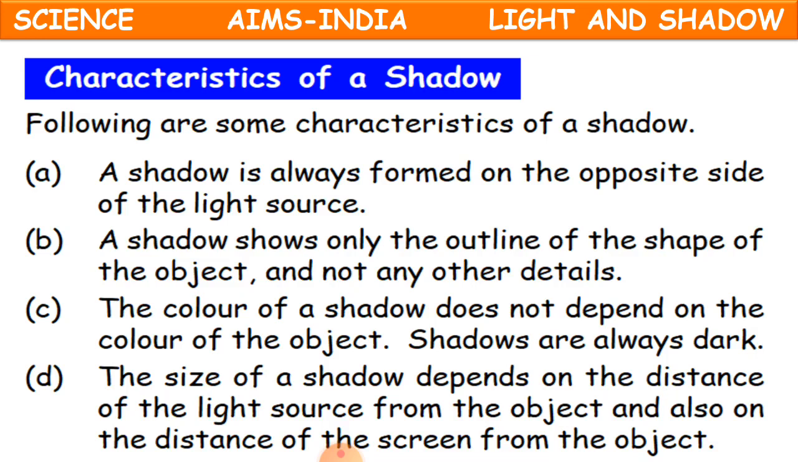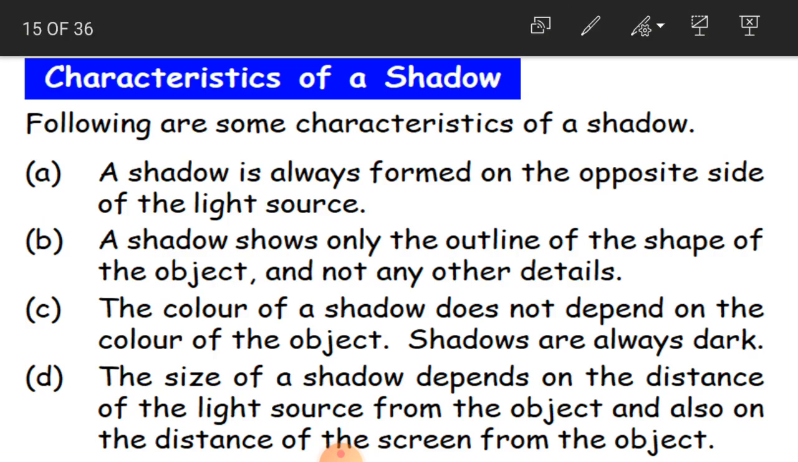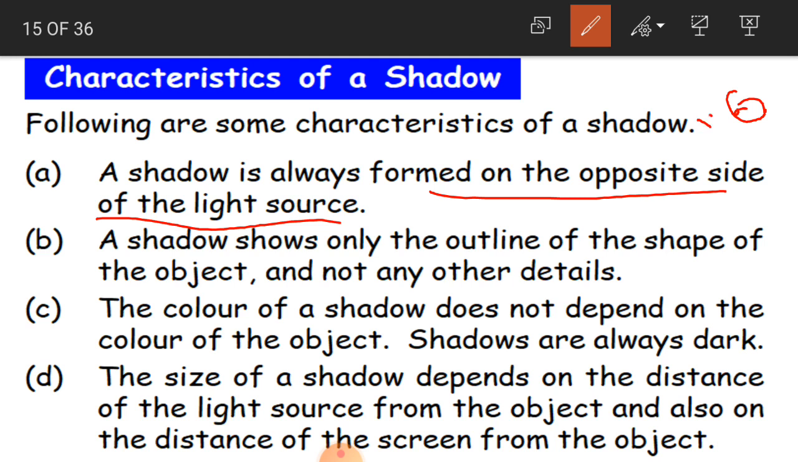Let us learn that a shadow is always formed on the opposite side of the light source. So where does the shadow form? It always forms on the opposite side of the light source. Okay, so opposite sides. Suppose this is the object. What is the opposite side to this object? Not this side or that side; this is the opposite side. So normally when we are walking, we have the shadow on the opposite side of our body.